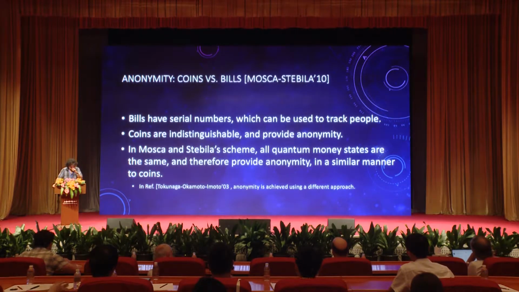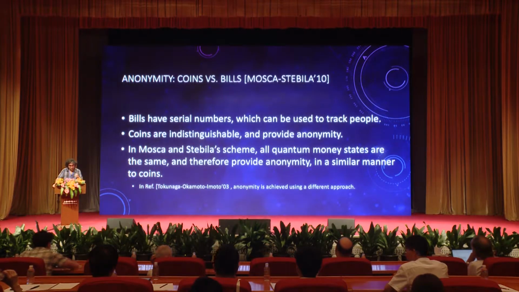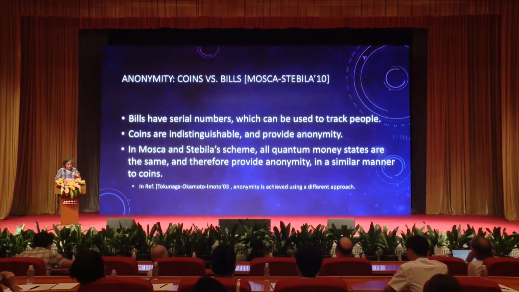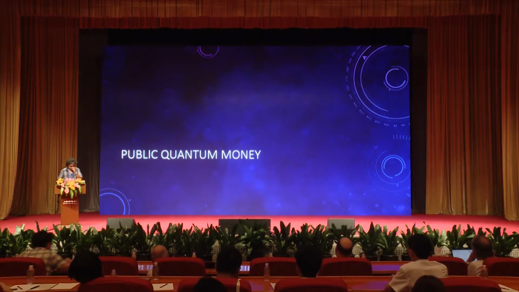In Mosca and Stebila's scheme, all the quantum money states are exactly the same, and therefore provide anonymity in a similar manner that coins do. And in that last reference, they use a slightly different approach to get anonymity. Well, I'm short on time, so I'll go a little bit faster.